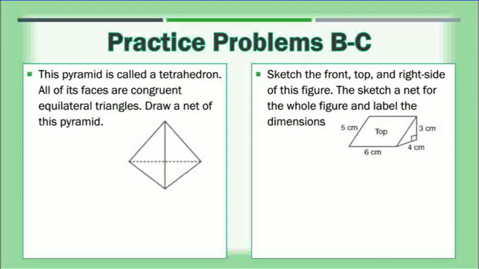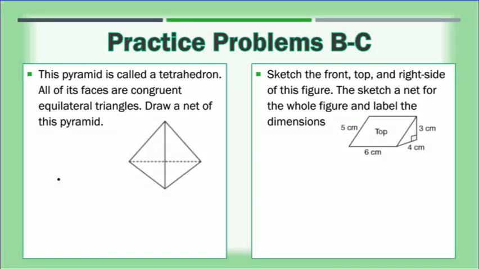And our last ones. This pyramid is called a tetrahedron. All of its faces are congruent, which means they're all the same size. So congruent equilateral triangles. We need to draw a net of this pyramid. So drawing a net of that pyramid. So all the sides are triangles.